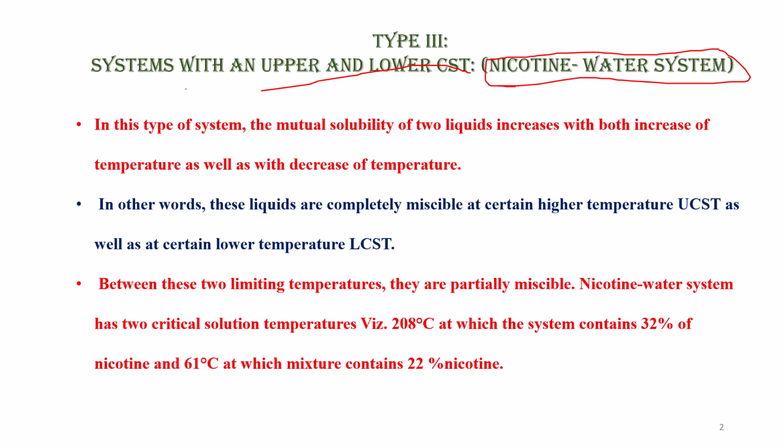This is a very special case, because in previous cases there was only one CST, but in this case we have both the upper and lower CST present in the nicotine water system. We have a critical solution temperature above room temperature and also below room temperature. At these two temperatures, the system forms a completely miscible system.